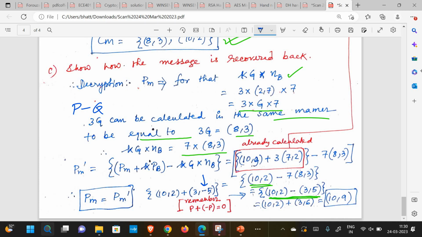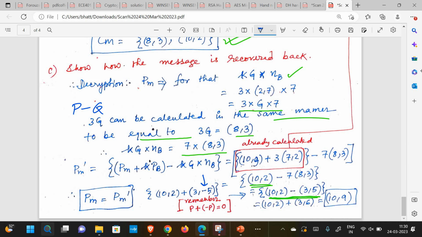3, 5, and 3, minus 5. P and minus P, what was the property? If P is given by x, y, minus P will be x, minus y. That's what I did. But since minus 5 can't be accepted, what do we have to do? We have to take the mod of it, and it should not be minus 5.